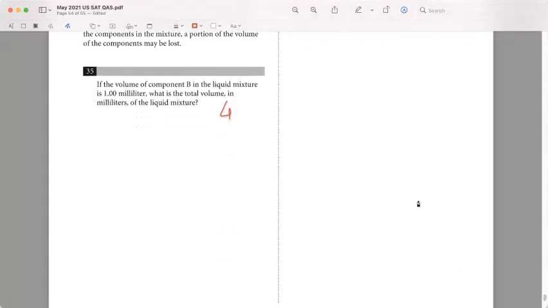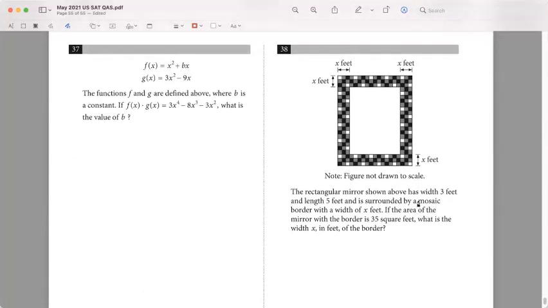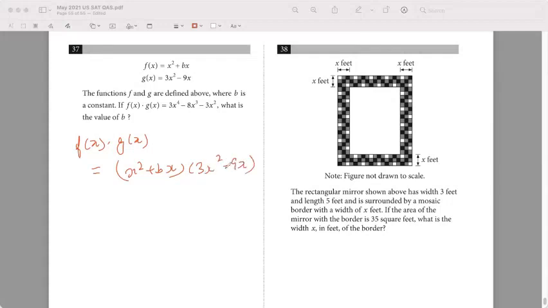Okay, last two questions. The functions f and g are defined above, where b is a constant. If f(x) times g(x) is this, what is the value of b? Okay, so f(x) times g(x) would be (x squared plus bx) times (3x squared minus 9x). So that's 3x to the power 4 minus 9x cube plus 3bx cube minus 9bx squared, right?